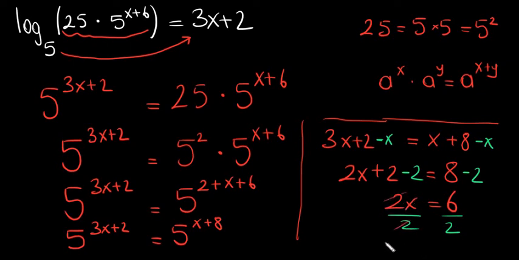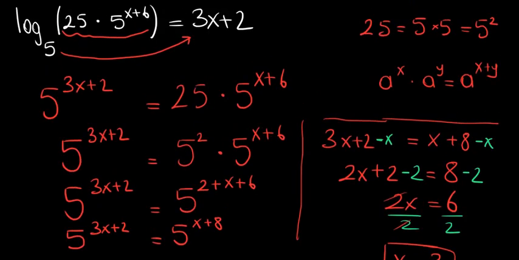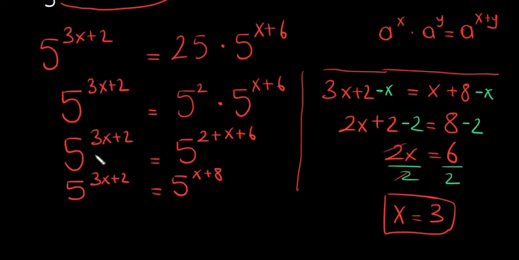So x is going to be 6 divided by 2, which is 3. So this is going to be the answer. When you replace x with 3 right over here in this case, this equation will be satisfied. Alright, so x is 3 in this case. Now let's do another example.